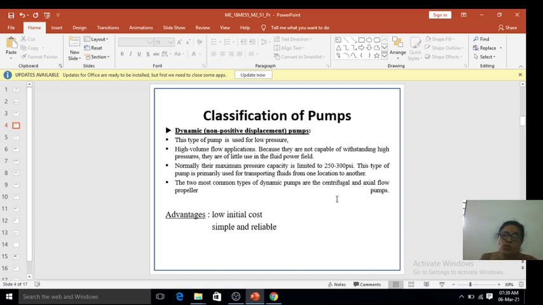There are two most common types of dynamic pumps, that is axial and centrifugal pumps. Some of the merits of these pumps are that they are usually lower in cost, simple, and very reliable.